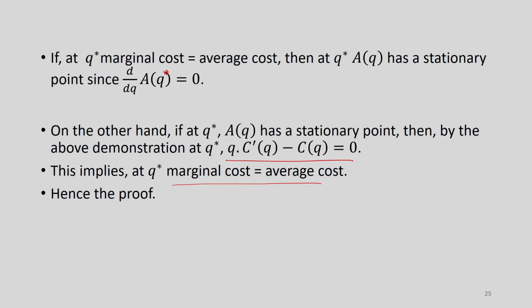Hence the proof. So, it is basically an if and only if kind of statement. If you have a stationary point, then marginal cost is equal to average cost. On the other hand, if marginal cost is equal to average cost, then you have a stationary point of the average cost function.